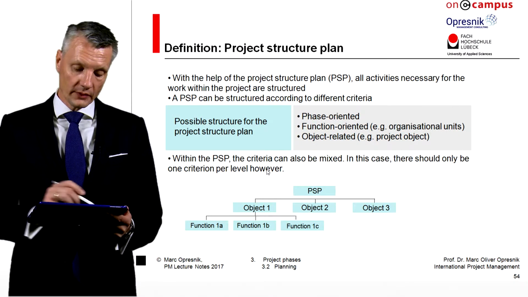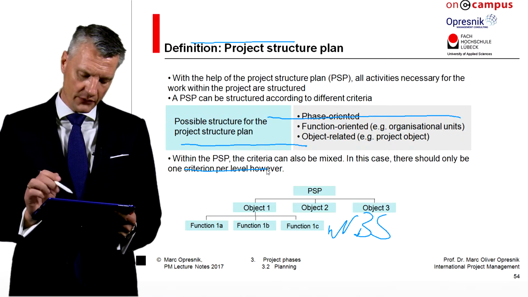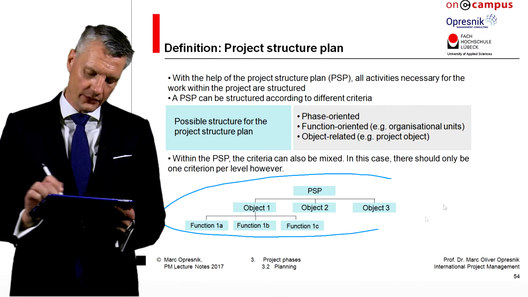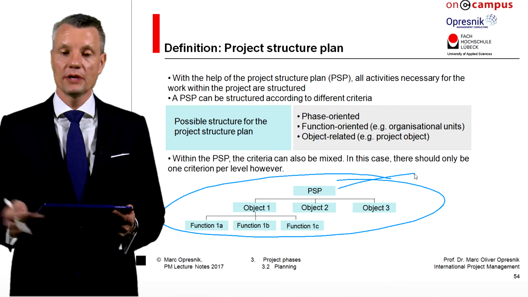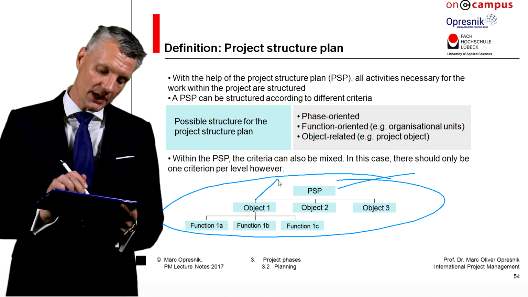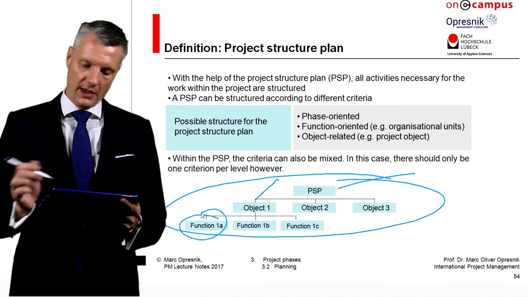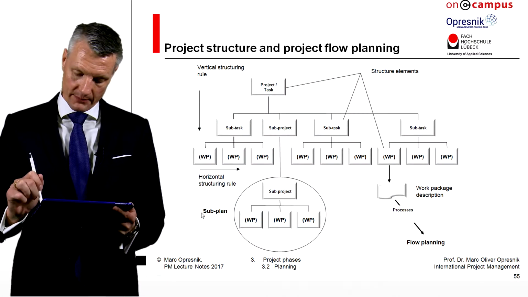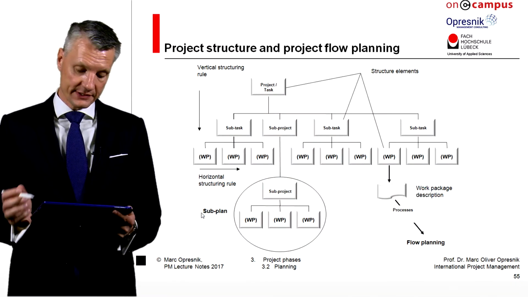So the project structure plan, like I said, breaks down the project into the different kinds of aspects. Let's not focus on the text here, let's focus on the graph. This is the project, and the project is broken down into sub-projects or sub-tasks, and these subtasks are further broken down into these work packages here. And we have an even better illustration of that here. It is a bit more comprehensive than on the previous slide.